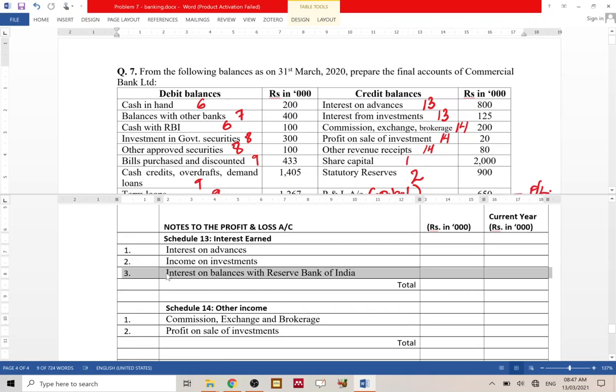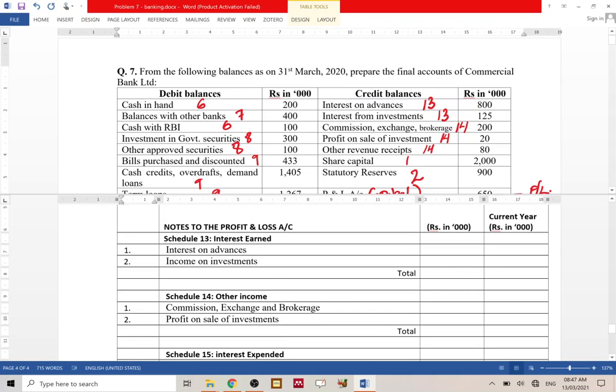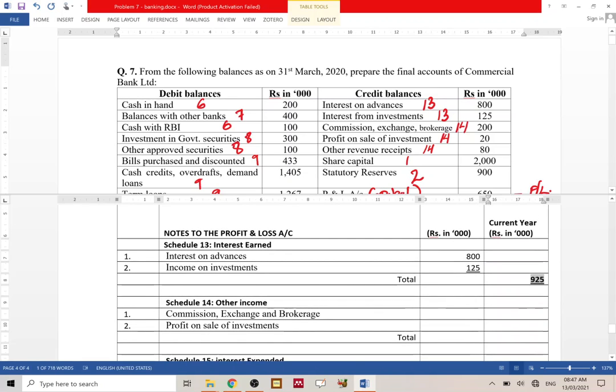So what we have here in this problem, we're given two items under interest earned. We have already marked them. Interest on advances is 800 and interest from investments is 125. Okay, so this total comes to 925. Is that fine? So interest earned total is 925. I guess we can write it in the outer column just to make it more visible, so that we know where exactly it is.